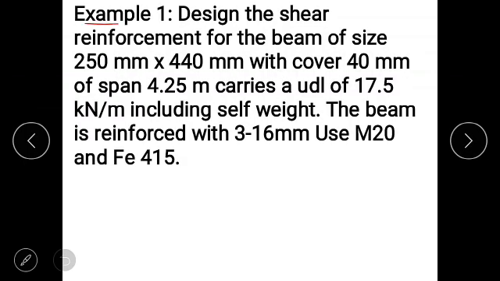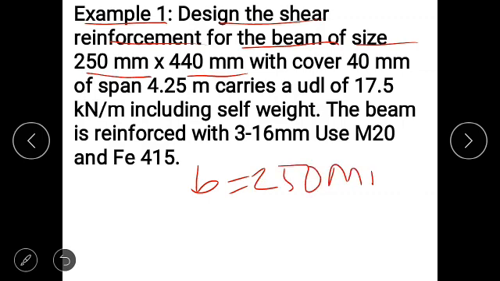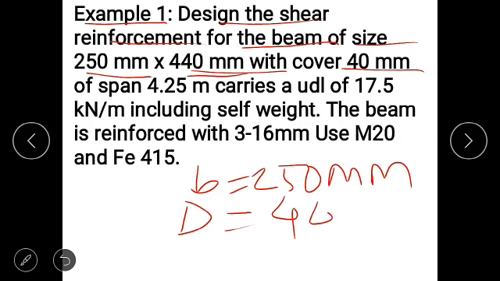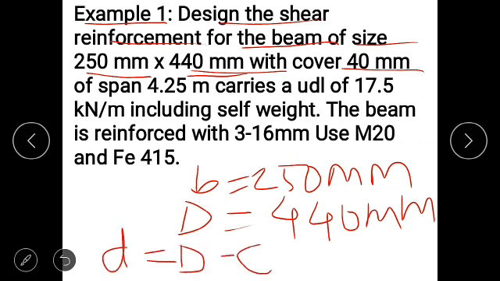So, example number 1. Design a shear reinforcement for the beam of size 250 mm by 440 mm. So B is 250 mm, and here a cover is given, so this D is considered capital D. Capital D is 440 mm. How to calculate effective depth? Effective depth is equal to capital D minus C. D is 440 and cover is 40. So 440 minus 40, that is 400 mm is the effective depth.